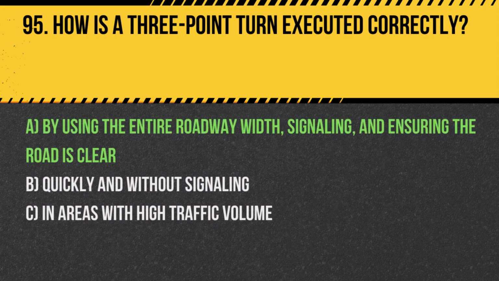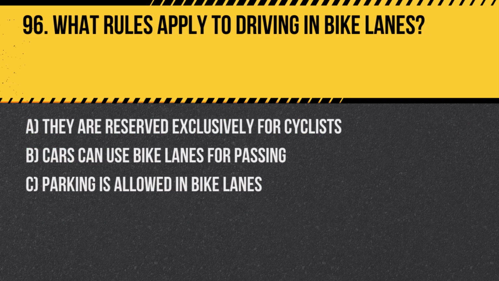Answer: A. By using the entire roadway width, signaling, and ensuring the road is clear. A three-point turn should be executed safely by using the full width of the road, signaling appropriately, and ensuring that the road is clear of traffic and pedestrians. Question 96. What rules apply to driving in bike lanes? A. They are reserved exclusively for cyclists. B. Cars can use bike lanes for passing. C. Parking is allowed in bike lanes.